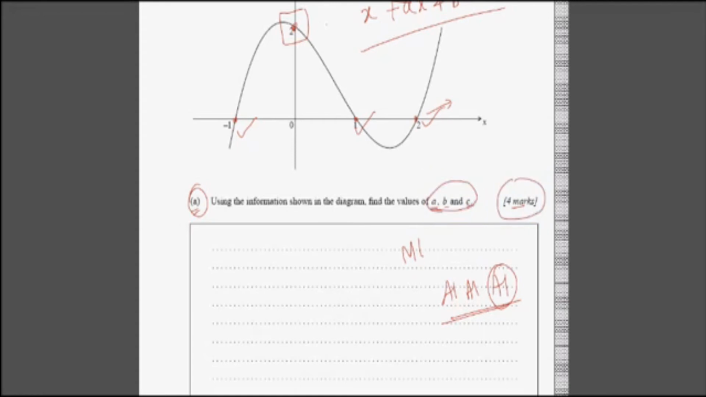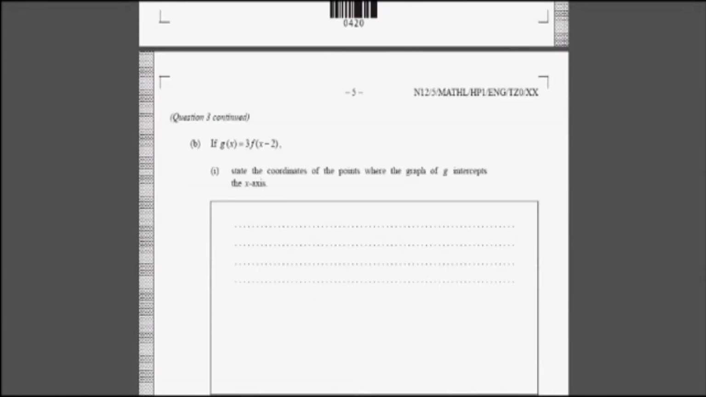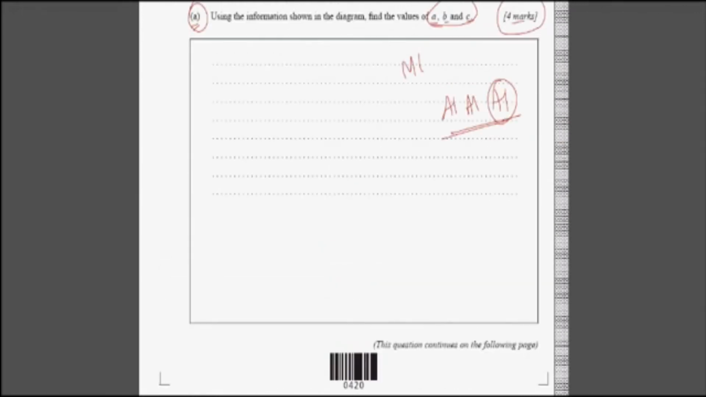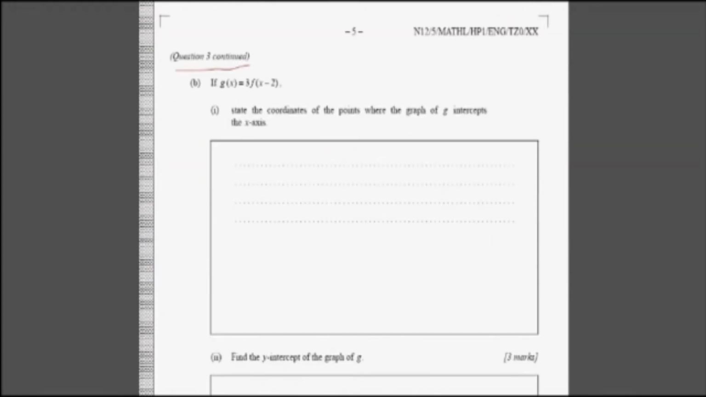Now another thing is you have done only 4 marks and you are still left with 3 more, and there is an A part of the question, therefore there is a B part. Please do not miss the B parts of every question. It's in every paper, it's very clearly written: this question continues on the following page, and also question 3 continued. So these things are really important, and you need to keep an eye on the marks as well as the subdivision of each question always.